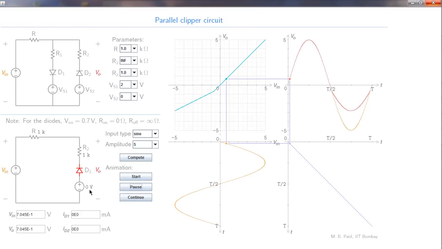What would happen if we change this Vs2 to 3 volts? Let us take this as the reference node for convenience. Then if D2 is conducting, then we have 3 volts minus 0.7 volts. So this node would be at 2.3 volts. And if D2 is just about to conduct, then these voltage drops are 0, and therefore Vi would be 2.3 volts. So that would be the breakpoint, and these slopes are not expected to change because we are not changing the resistance values. So let us check that out.